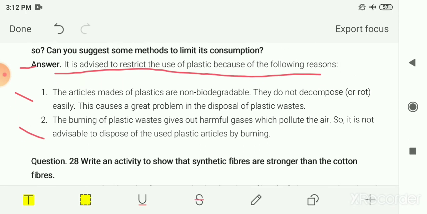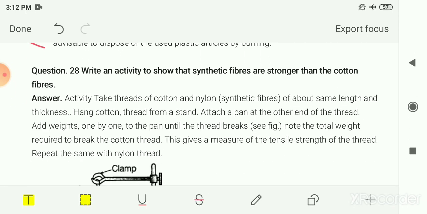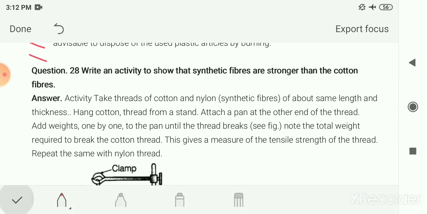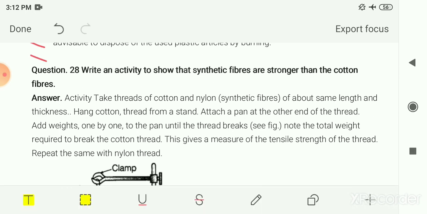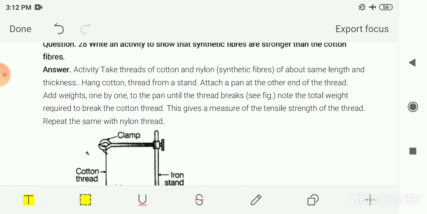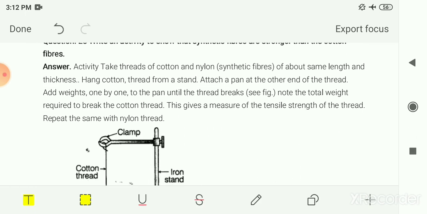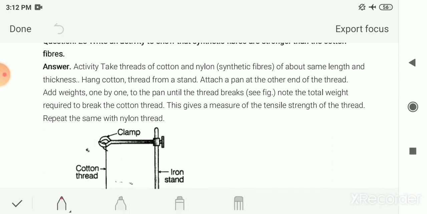Now the next question is, write an activity to show that synthetic fibers are stronger than cotton fiber. We had already seen this activity in our exercise, so let me see it again. Take threads of cotton and nylon. As a synthetic fiber we take nylon, as the natural fiber we take cotton, of about the same length and same thickness. You have to take these two types of thread of the same length and same thickness.